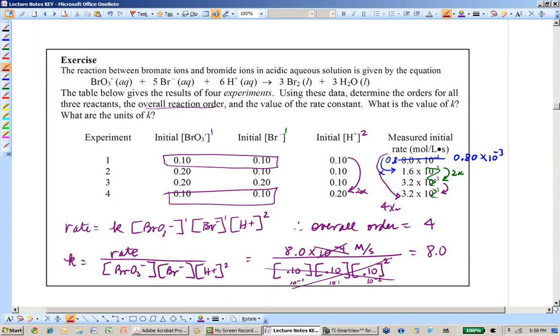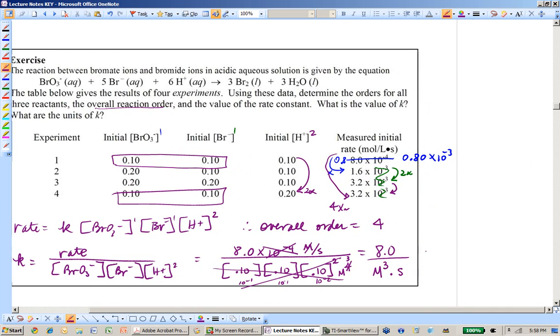And this, when you do this, that's 4 molarities. So that's M to the 4th. So only one of those is canceled off, so it's M to the 3rd. So the units on this are molarity cubed times seconds.